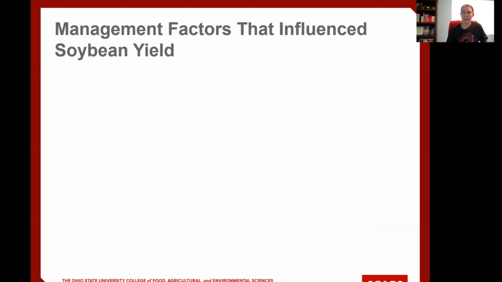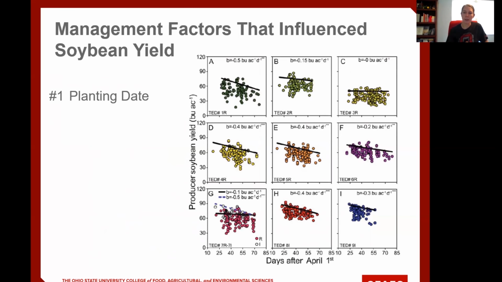One of the goals of this data set was to examine factors that influenced soybean yield. Across the entire North Central region, the management factor that most influenced soybean yield was planting date. Box A here shows Region 1, again, this is that northern area of Ohio. And here, yield loss was about a half a bushel per acre per day for each day soybeans were planted after the end of April.